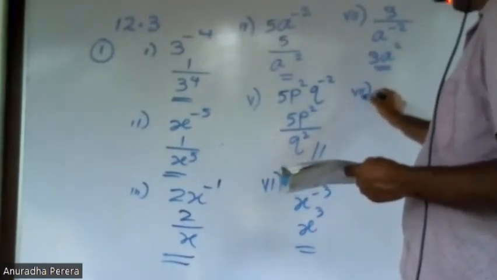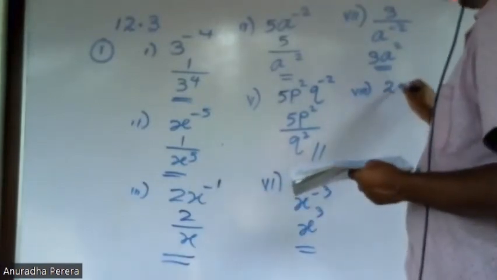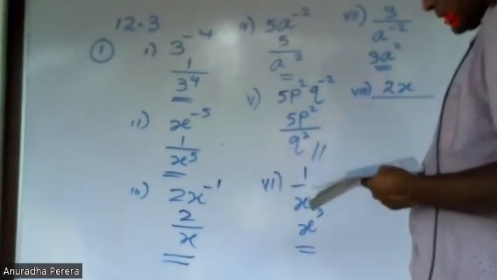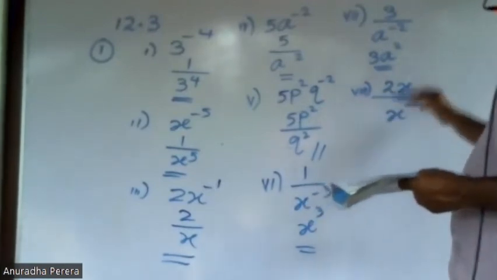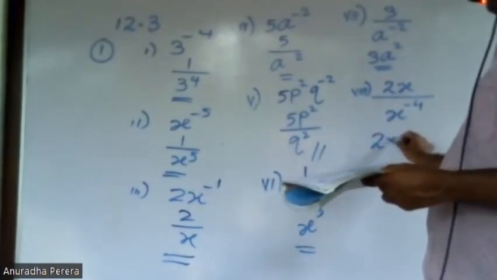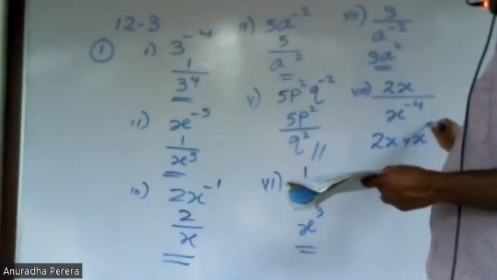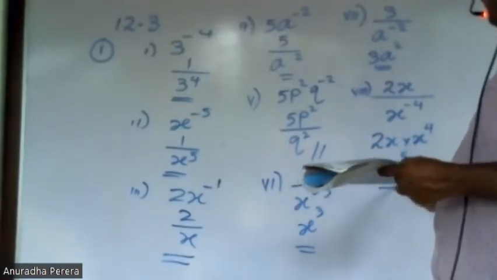8. 2x into x to the power minus 4. You can write this in the numerator. 2x into x to the power plus 4. The final answer is 2x to the power 5.